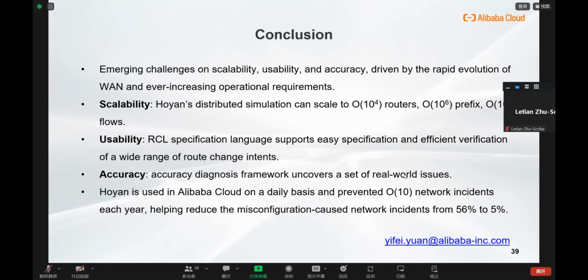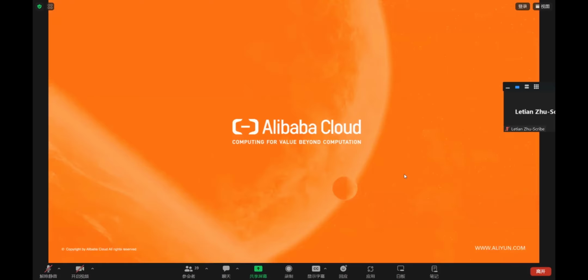So to conclude, in recent years, Hoyan faces emerging challenges on scalability, usability, and accuracy, driven by the rapid evolution of our wide area network and ever-increasing operational requirements. As a response, Hoyan uses distributed simulation, the RCL route change specification language, and an accuracy diagnosis framework to address those challenges. Hoyan is used in Alibaba on a daily basis, preventing tens of network incidents each year, helping reduce misconfiguration-caused network incidents from 56% to 5%. That's all. Thank you very much for listening.